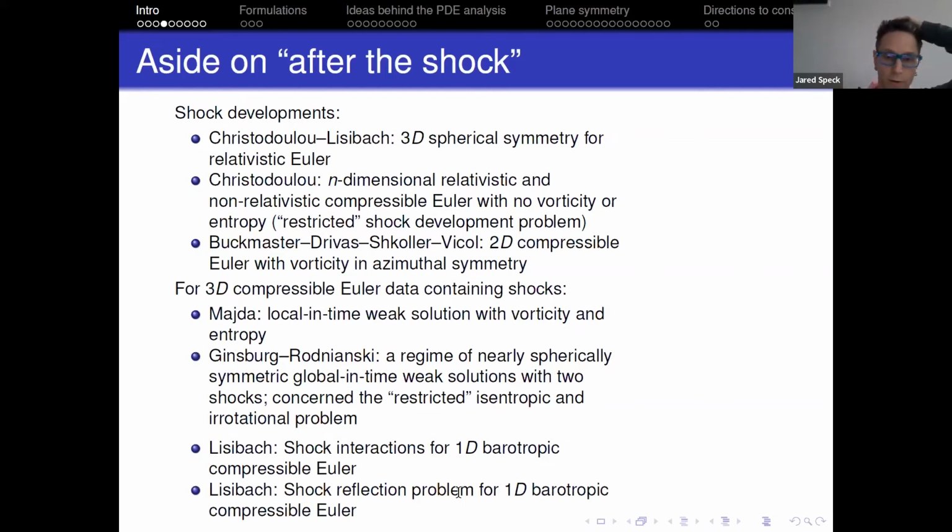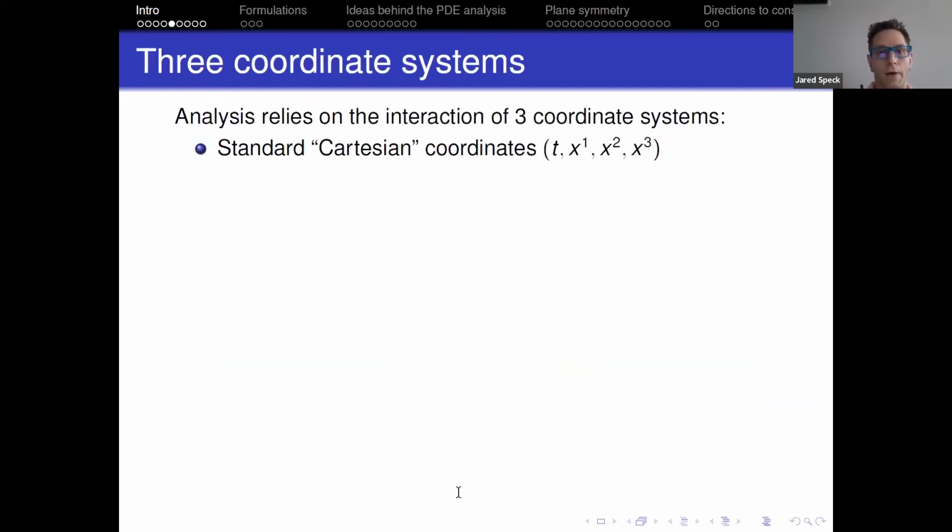Okay, so we're at the very beginning of this program and we're just working on the different building blocks. Okay, so now I want to talk a little bit about the analysis that I use with Leo to construct the maximal classical development.